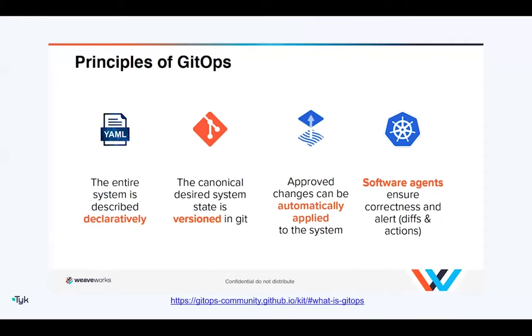Once you have the declared system state version controlled in Git, the next step is to allow any changes to that state to be automatically applied to your system. And then finally, once the state of your system is declared and kept under version control, software agents are used to inform whenever reality doesn't match your expectation.